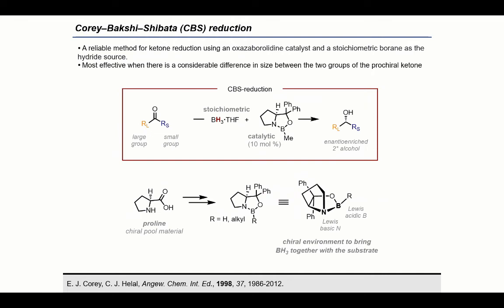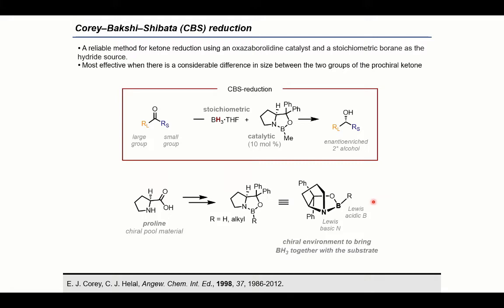The CBS reduction is a very reliable method for ketone reduction, which uses a chiral oxazaborolidine catalyst and a stoichiometric borane as the hydride source. It is most effective when there is a considerable size difference between the two groups of the ketone. The catalyst derives its chirality from proline, which is a chiral pool starting material. Through a few easy steps, it can be converted to the active catalyst, which provides a chiral environment both to coordinate the boron as well as the ketone substrate.